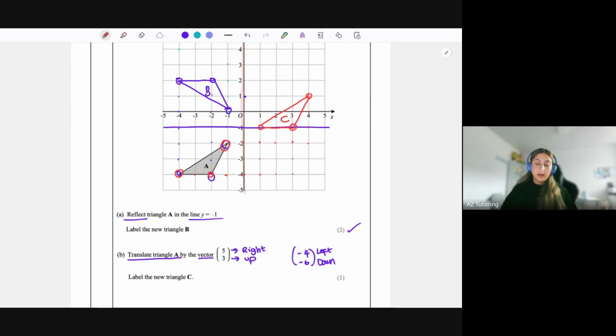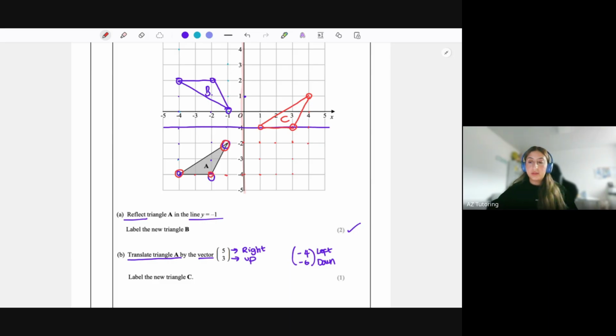You can see here, it's all about understanding what the vector is saying. Then you can see clearly which direction I'm moving each point and work with the vertices of the shape. That will enable you to draw the shape accurately as well. I know a lot of kids freehand it and lose a lot of marks because they don't end up drawing the shape accurately, but always work with the vertex.